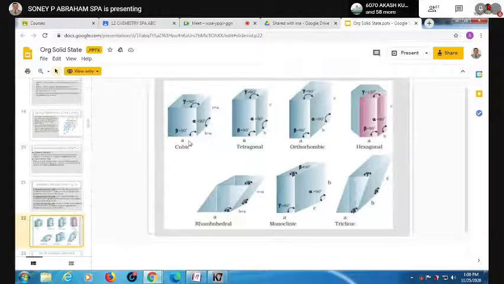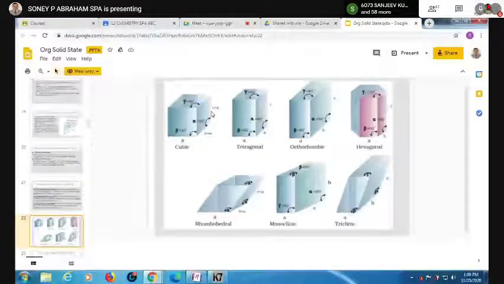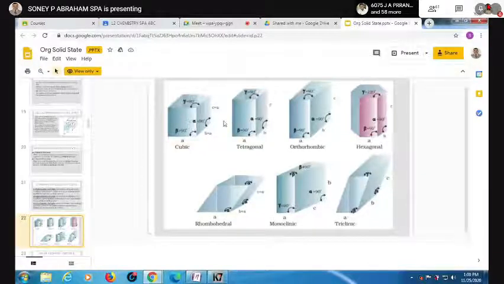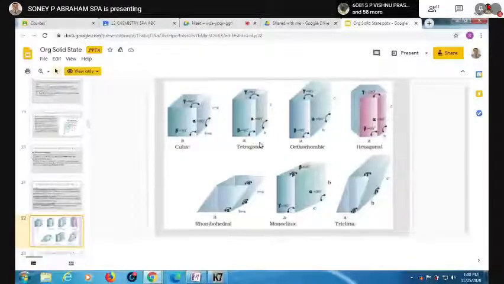If you're talking about cubic, as I told you earlier, alpha, beta, and gamma all will be equal to 90, and A, B, and C all will be equal in length. If A, B, and C are all equal, then it will be called cubic. If the parameters change, we get tetragonal, orthorhombic, hexagonal, or rhombohedral. Likewise, different unit cells will be obtained.